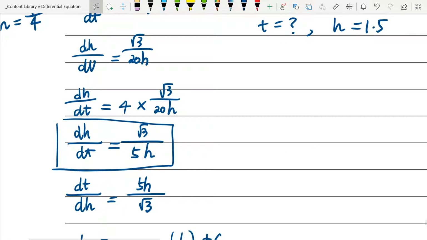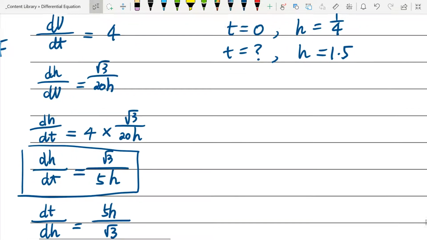That's worth maybe 2 or 3 marks, all this working that I just described. Flip it, anti-differentiate that, sub the value in to work out c, and then sub the 1.5 in to find the time. It takes a longer time to do it. Let's think about this.